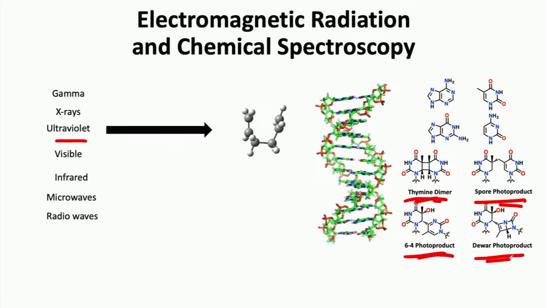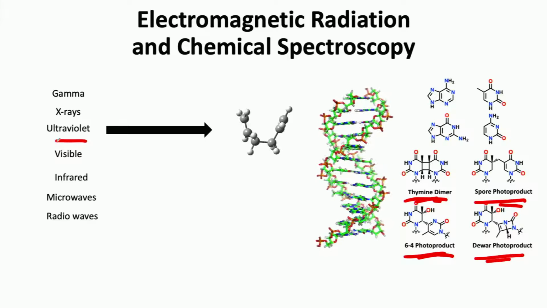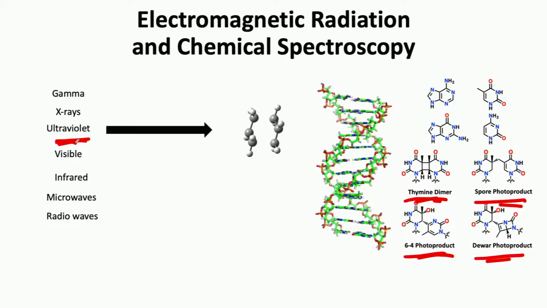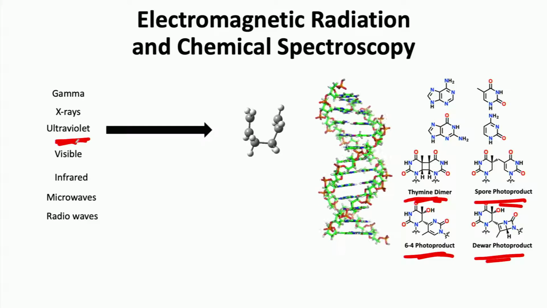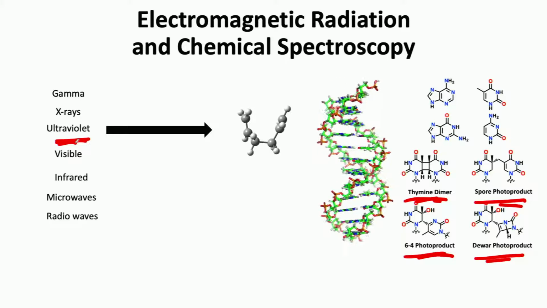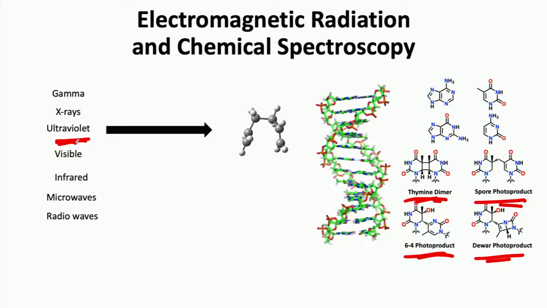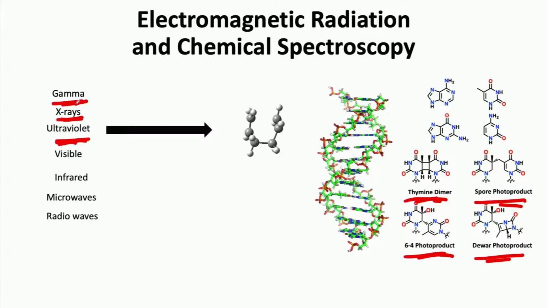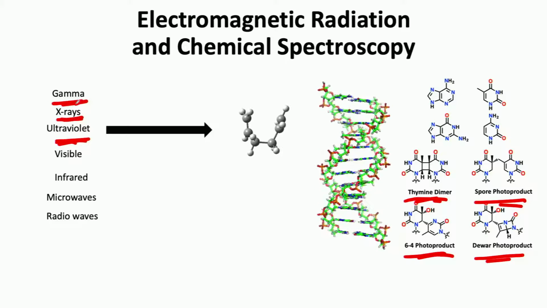And so obviously, if UV light is strong enough to break the bonds between carbon-carbon, X-rays are even stronger than that, and gamma rays are even stronger than that, and that's why you get the Hulk, right, from gamma rays.